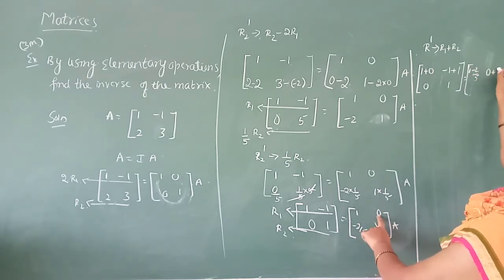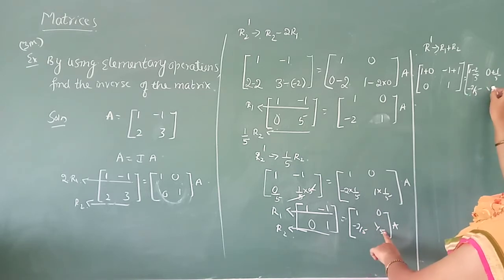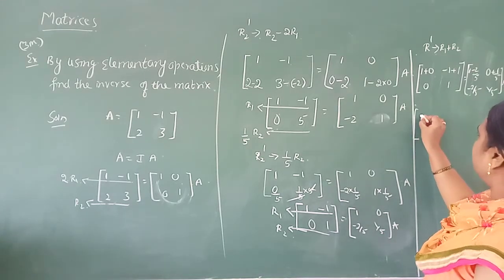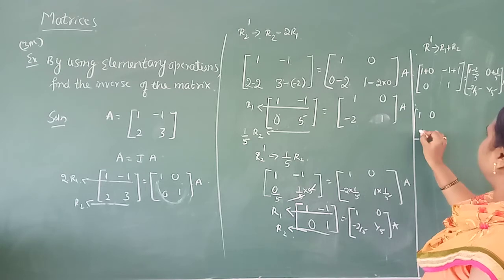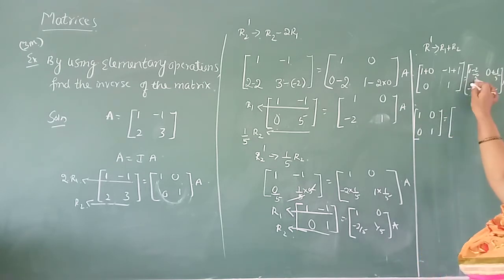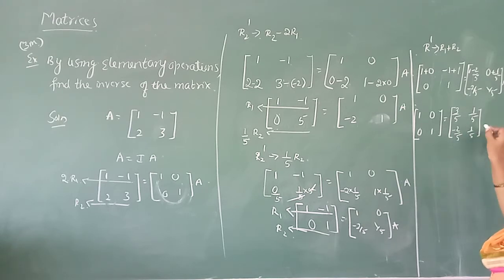0 plus 1 by 5. Minus 2 by 5. 1 by 5 into, correct. We get 1 minus 1 plus 1, 0, 0, 1. And 1 minus 2 by 5, we get 3 by 5. 1 by 5 minus 2 by 5, 1 by 5 into 8.